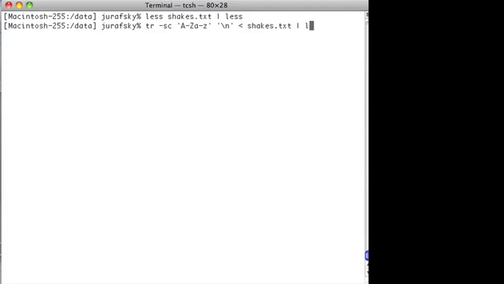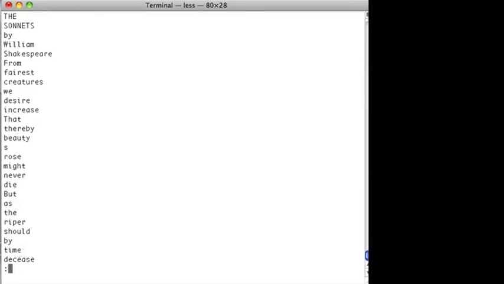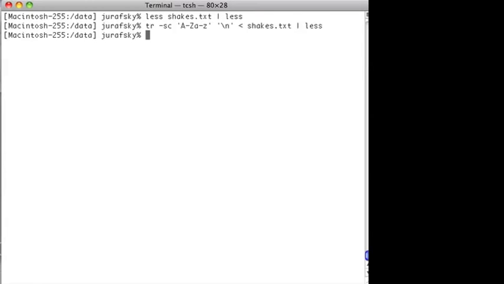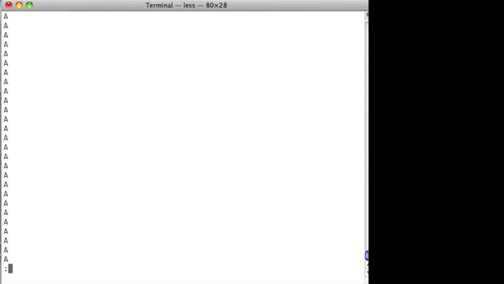So let's look at that. We've now turned the sonnets into one word per line. And now we're going to sort those words to let us look at the unique word types. So let's do that. And you can see here's all the A's. There's a lot of them. A occurs a lot in Shakespeare.